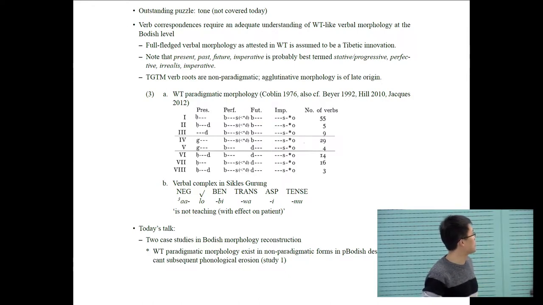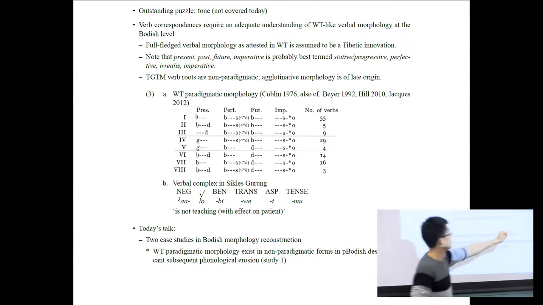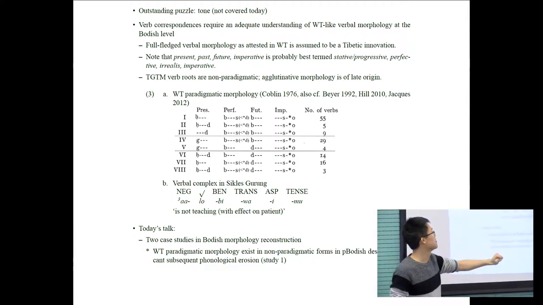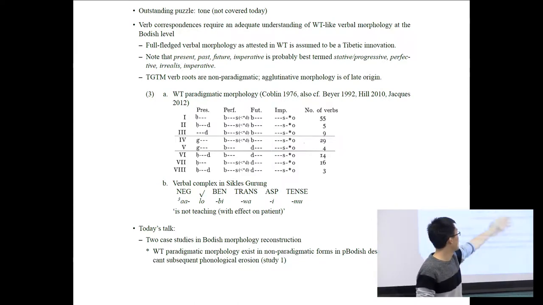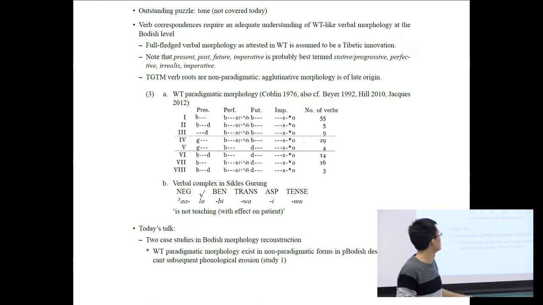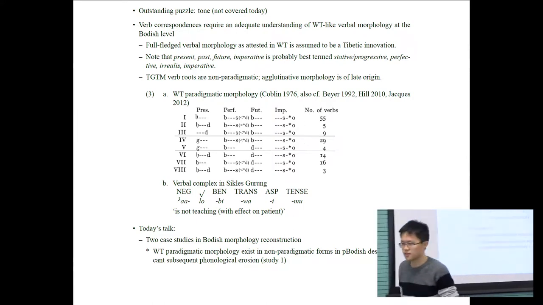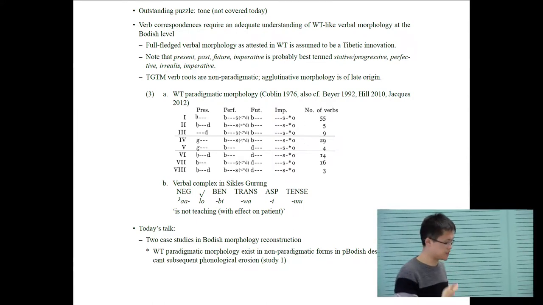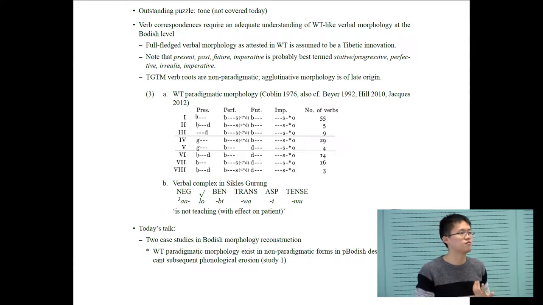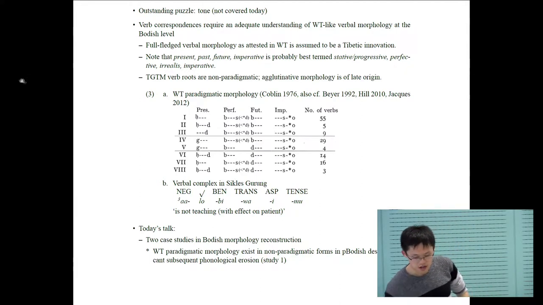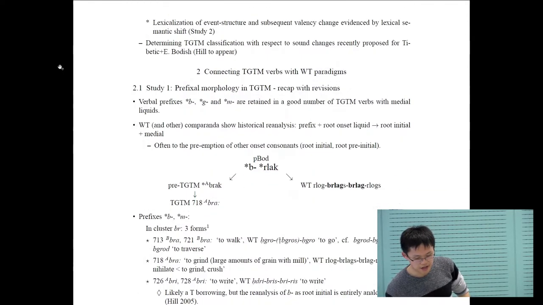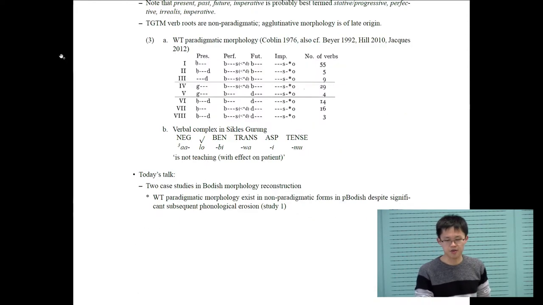You get all of these coming from essentially verbs. So one is an erstwhile verb to give, another is to throw, another was to throw, plus negation and tense. This gives us a trouble of how much Tibetan verbal morphology there is in Proto-Bodish, given this modern status. Okay, outline of today's talk: I'm going to talk about two case studies in Bodish verbal morphological reconstruction.